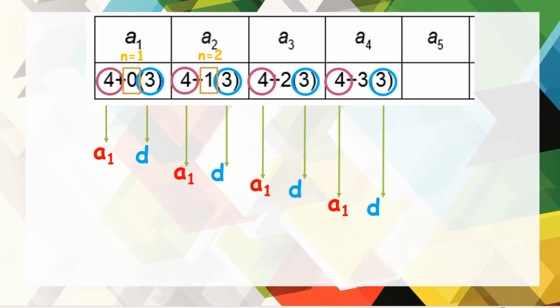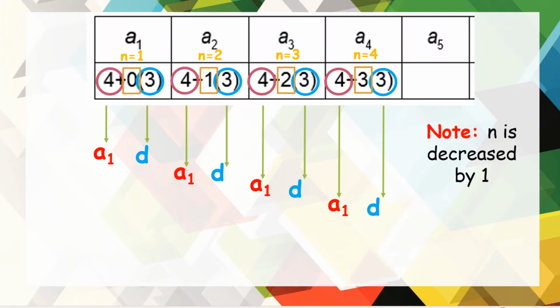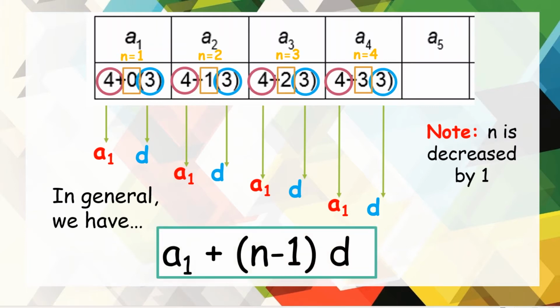Also, when rewritten, notice the relationship of n to the number that is multiplied to the common difference. If n equals 1, we multiplied 0 to the common difference. If n equals 2, we multiplied 1. If n equals 3, we multiplied 2. And if n equals 4, we multiplied 3. That number is actually n decreased by 1. In general, we have a sub 1 plus n minus 1 times d.